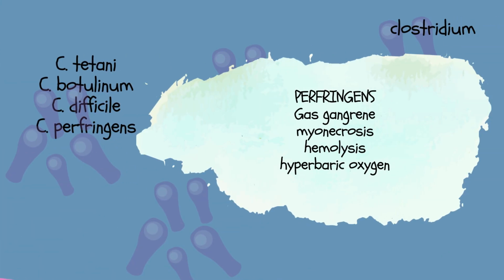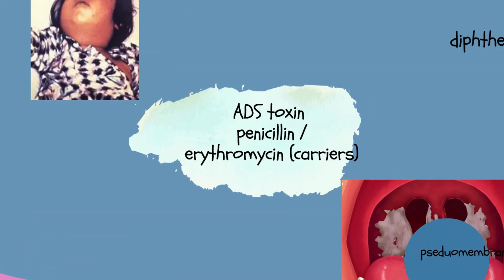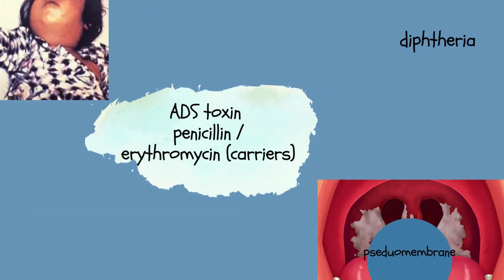Coming to Clostridium perfringens, that is a causative agent of gas gangrene. It can cause myonecrosis and hemolysis, and hyperbaric oxygen is used as a treatment modality. Not the prime modality, but it has been used. The prime modality is surgical resection. Okay, that is Clostridium perfringens. That was the Clostridium species.